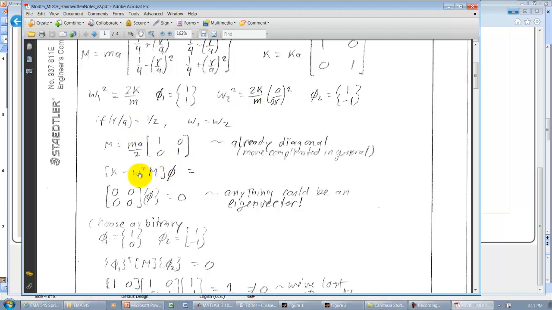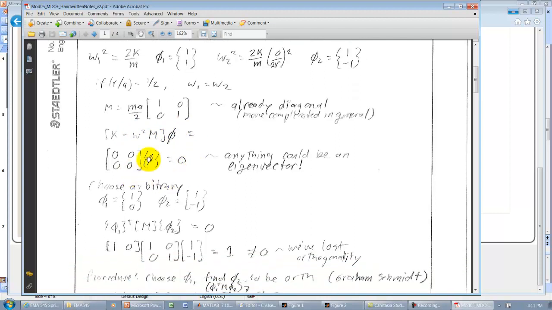Well, remember, we take the equation k minus omega squared m, we plug in omega, which is the natural frequency, and we solve for phi. If we do that, though, in this case, we plug in k minus omega 1, which is equal to omega 2 squared times m, we get a matrix of zeros times phi. Or in other words, phi could be anything and it would still satisfy this equation.